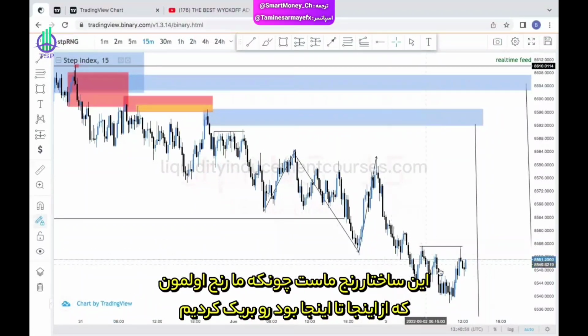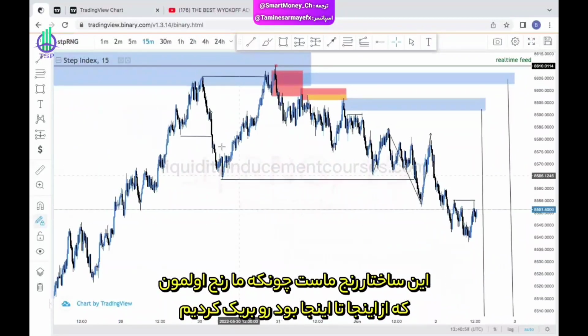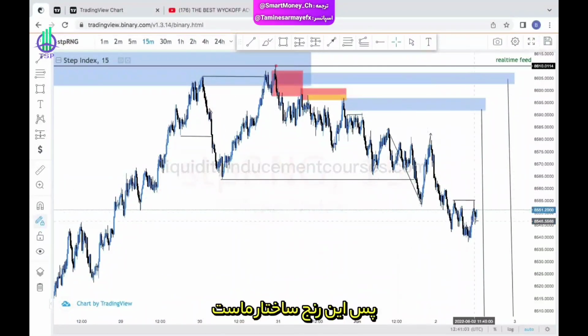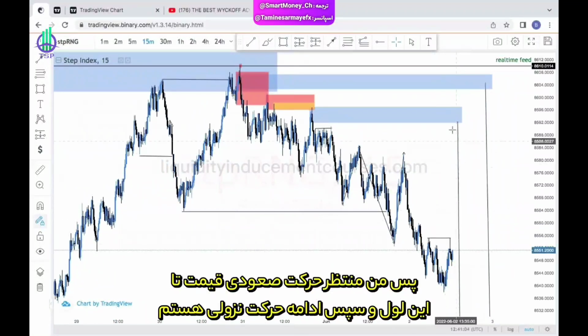So this here is our range structure because we have broken out of the initial range, from here to here rather. So this plane here is range structure. I'm looking out to see price continue back to this point, all these points, and then we take price to the downside. What was the idea?